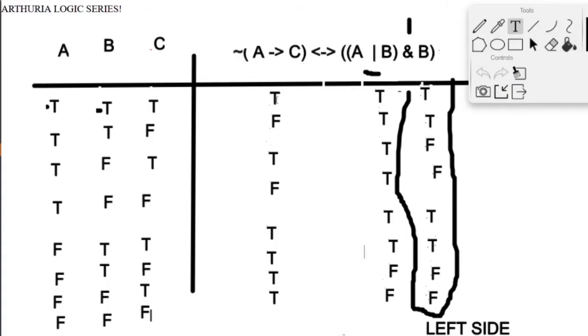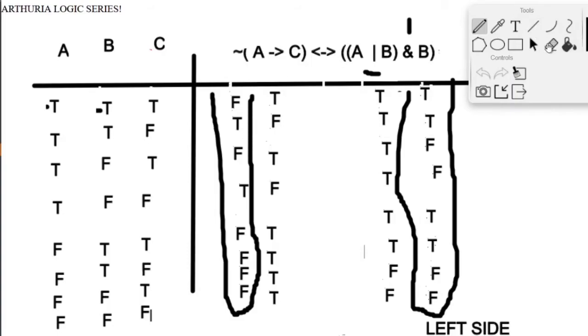Because this whole thing here is negated. All of these on the left side is negated. And so all I do when I have a not is I switch the truth value. So I do this: false, true, false, true. Yeah, exactly. And so now this here becomes my left side.